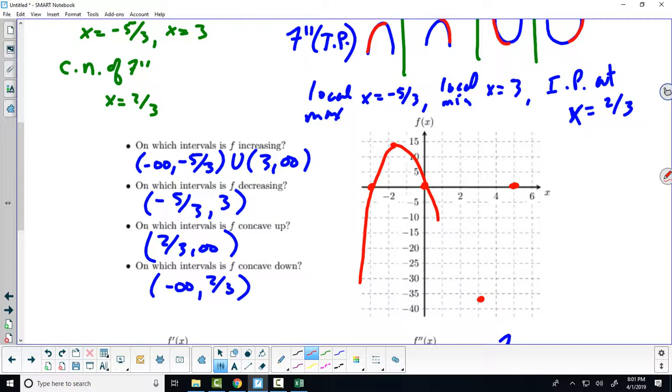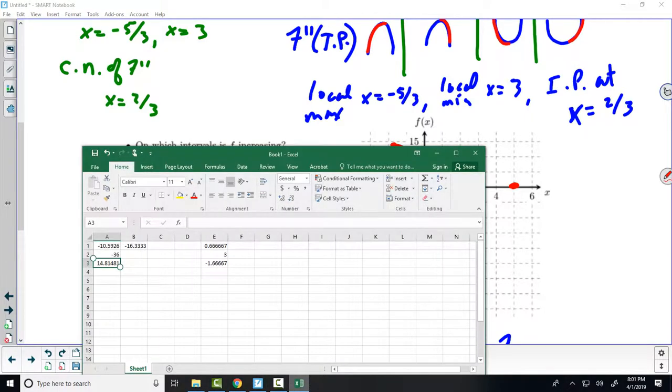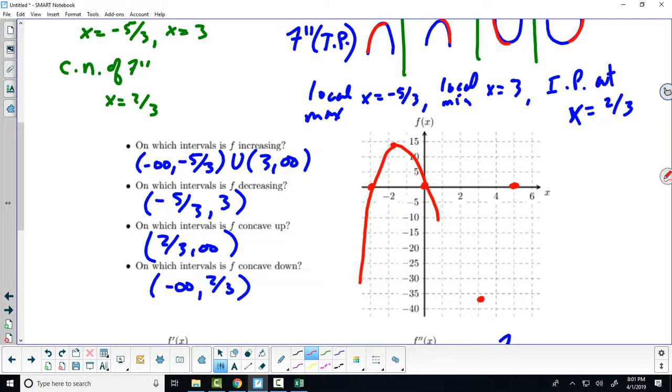I plug 2/3 into the function, and I got negative 10.6 approximately. So right about here, I've got my inflection point. And so what's it going to do at that inflection point? It's going to change from concave down to concave up. And there's the graph of this function.